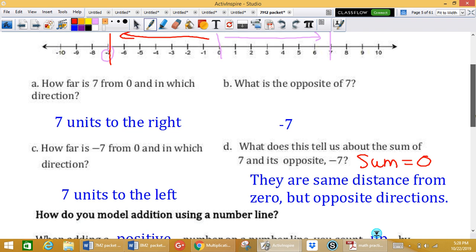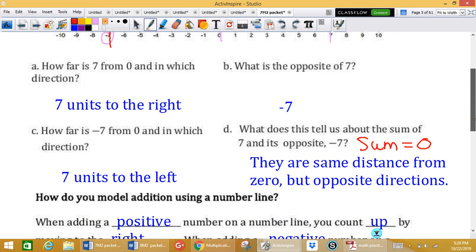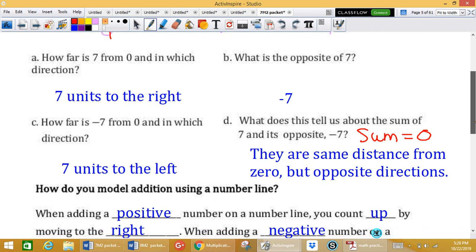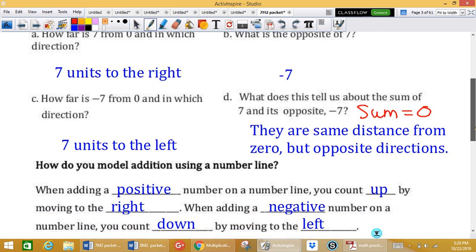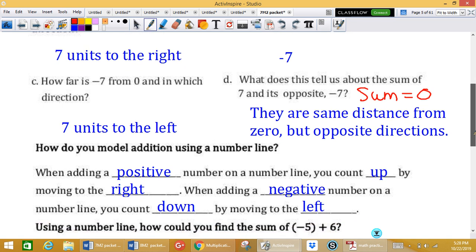How do you model addition on a number line? When adding a positive number on a number line, you count up by moving to the right. When adding a negative number on a number line, you count down by moving to the left.